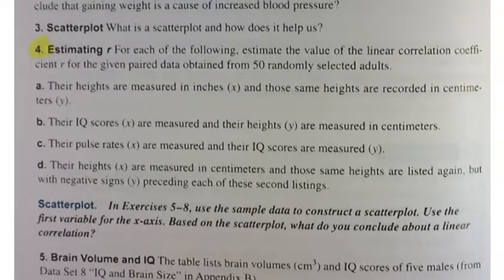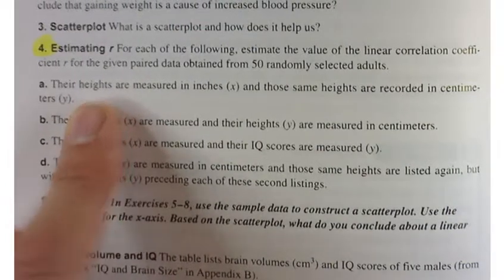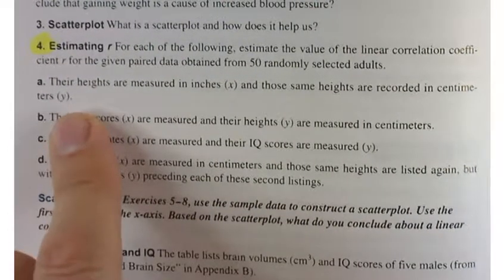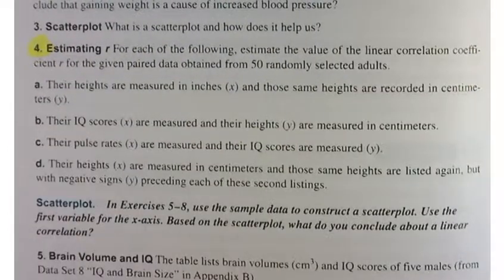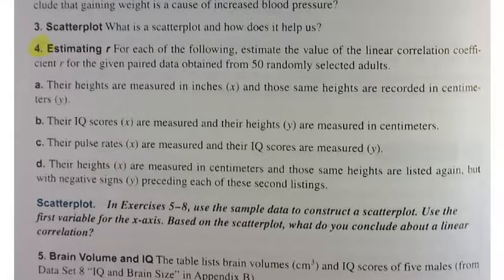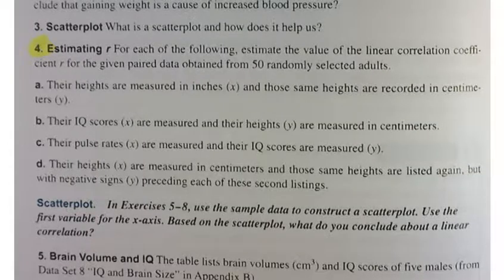The first part of it, part A, says you've got two different data sets. That is height in inches and height in centimeters. So are those two pieces of data going to be linearly related? Is there going to be some nice relationship between your x's and y's if I graphed them? Good. So is it going to be 1, -1, or 0? What would you guys suspect?